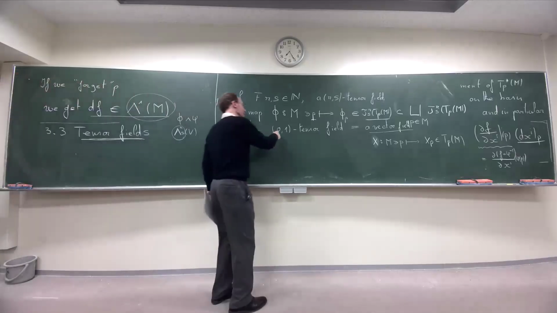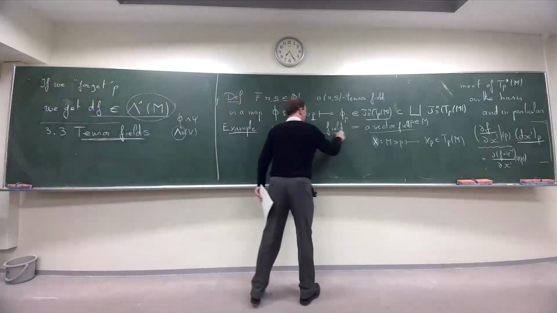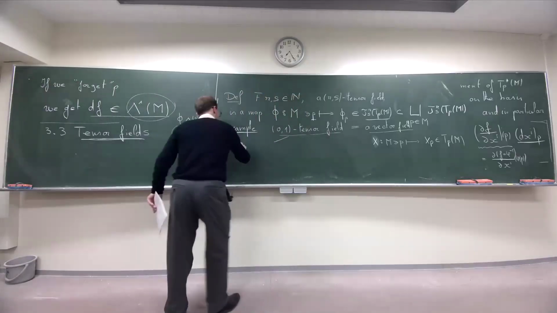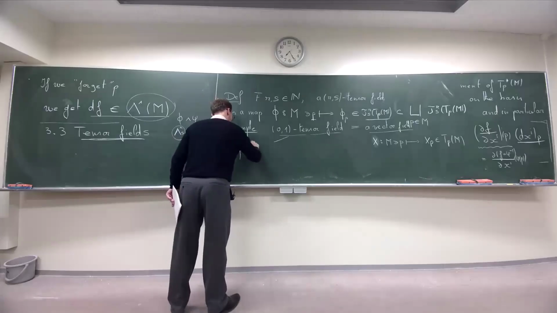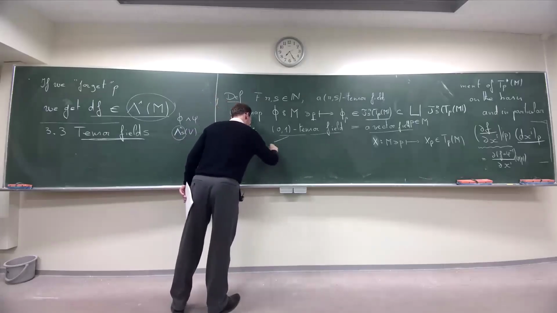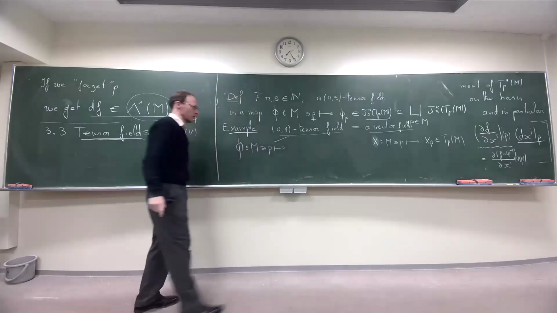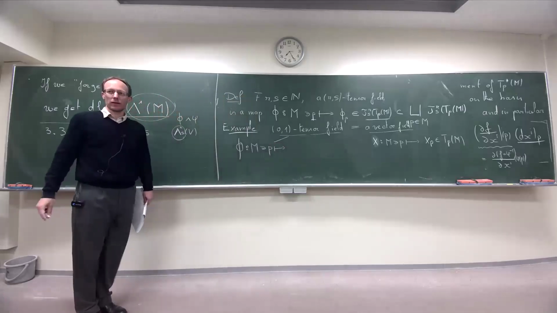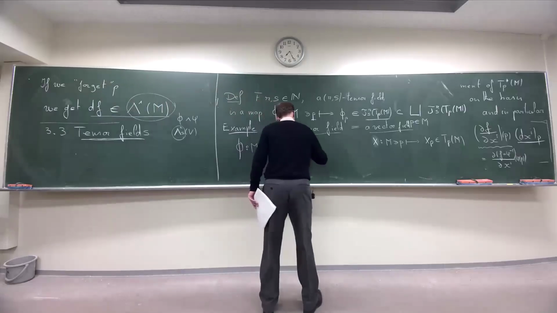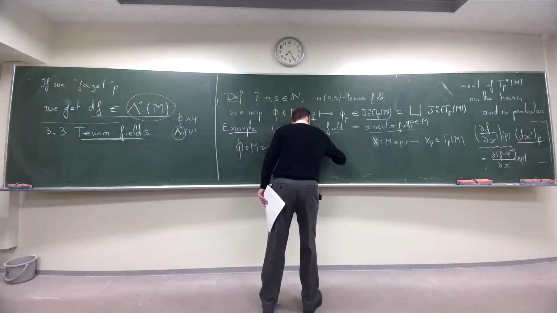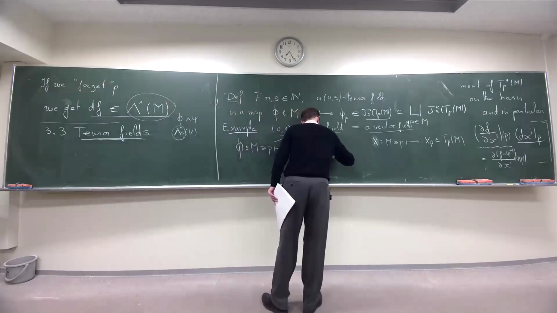So what is a (0,1) tensor field? Let's check that it's the same. It's a phi from M, take a P, goes to a (0,1) tensor. So it's a phi_P, which is in tau^0_1 of T_P M.